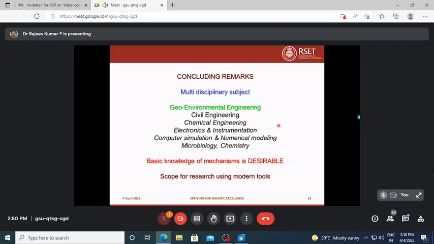Bioremediation techniques are very much used. While I did postdoctoral work in Taiwan, my work was related to bioremediation of aromatic hydrocarbon contaminated soils. It requires sophisticated instruments to monitor the microorganisms, and the influence of microorganisms on specific chemicals. So basic knowledge of all these mechanisms is required for a desirable research program. Modern tools are there which can also be used.